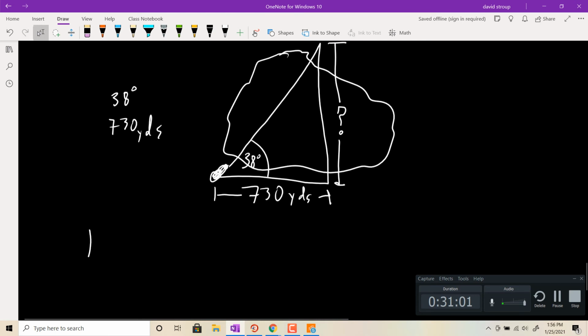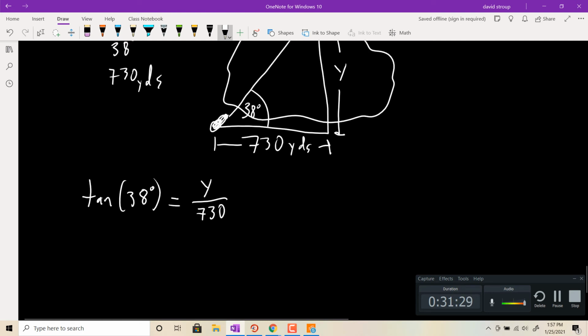So note, what is the tan of this angle, 38 degrees? Well, tan of 38 is going to be opposite over adjacent. And the opposite is the unknown question mark. Maybe we should give that the letter Y, like it's a height. So it's Y over 730. And then you use this to solve for Y. You can multiply both sides by 730, and you get Y equals 730 tangent of 38 degrees.